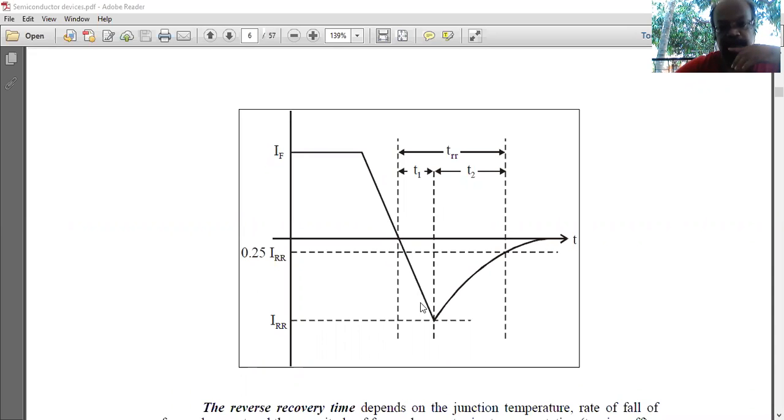So the current goes in the reverse direction and reaches some maximum value. That current is IRR, which is T1 multiplied by di/dt, and by that we can know the reverse recovery current. After that, we look at how much time it takes to become 25 percent of this reverse recovery current. This is how we have to explain the reverse recovery time.